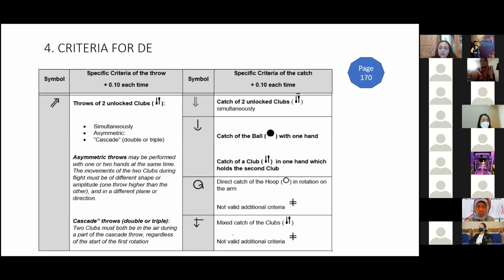We have the same criteria as explained yesterday in throwing of the clubs and catch of the 2 simultaneous clubs. Direct catch of the hoop in rotation is not valid when you catch it in the arm. You do not take without hands, because when you catch it with the arm here, it's not without hands.